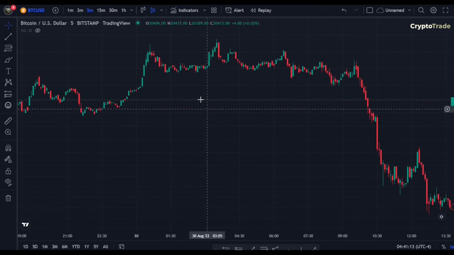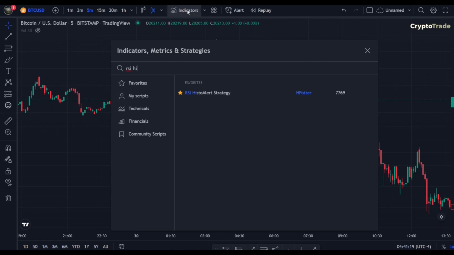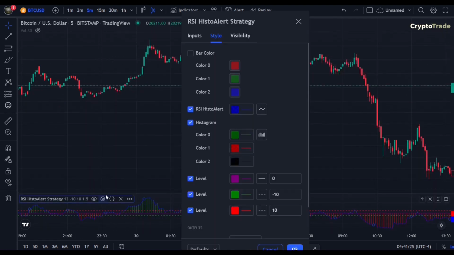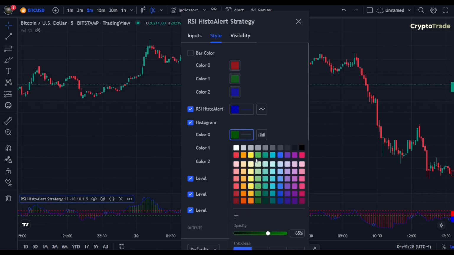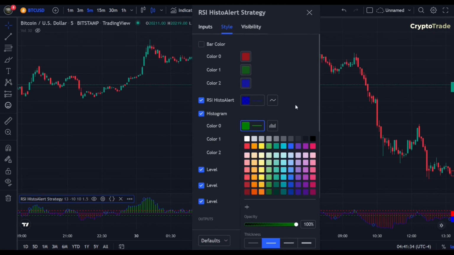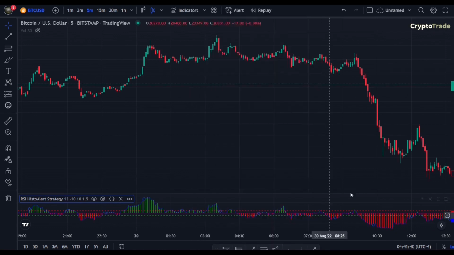To add the first indicator to the chart, open the indicator search bar in Tradingview and type RSI HISTOALERT. Select this indicator, as shown here in the video. In the Style tab, go to histogram checkboxes and increase the green and red color opacity to 100%. Make the lines a little bit thick. Press OK to finish.